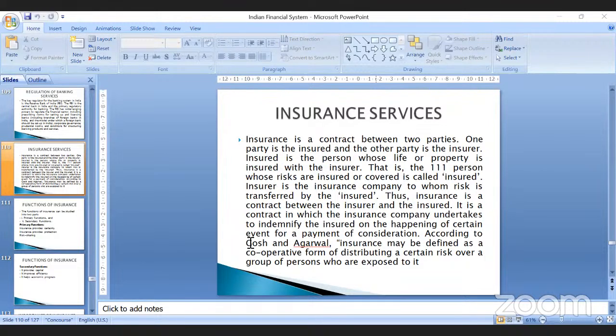And every insurance policy has something called the sum assured. What is the sum assured? It is how much amount of insurance you are taking in your name. That is called the sum assured. And because your life is protected, or because your loss is protected under the insurance contract, you have to pay a consideration in return. That consideration is called the insurance premium.